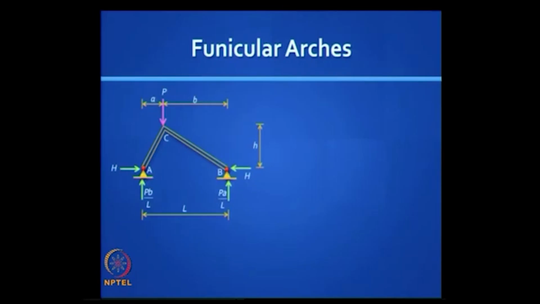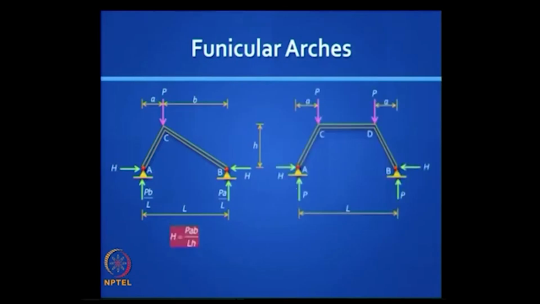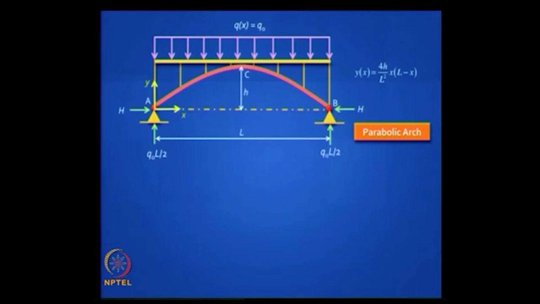Funicular arches are ideal arches, and if you have concentrated load they have to be made up of straight lines. Sometimes they are called linear arches, and they take this shape, okay, and they are very easy to derive. Now you can find the horizontal thrust by simply taking the bending moment at any point and dividing by the height at that point, okay. So these are called linear arches. This is the parabolic arch.